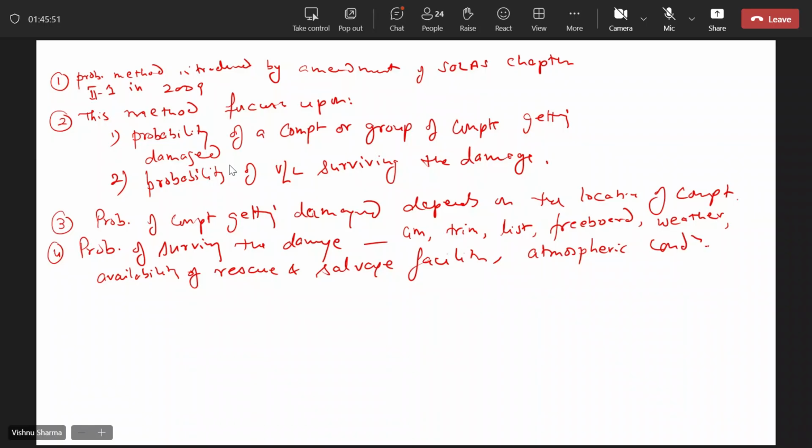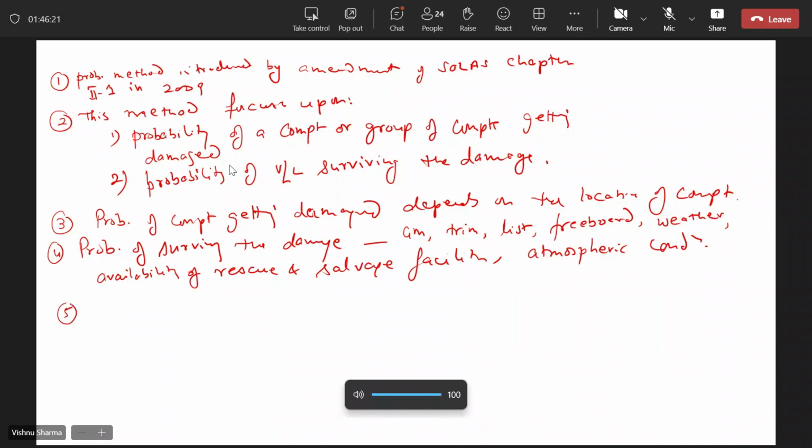Will the probability of surviving depend on all this? Yes or no, guys? Am I right? Do you agree with me? Yes, sir. Okay. What do you do then? If the probability of getting the compartment damaged and the probability of surviving depend on many factors, what is done? How do you ascertain whether the vessel is meeting the requirements under the probabilistic method or not?